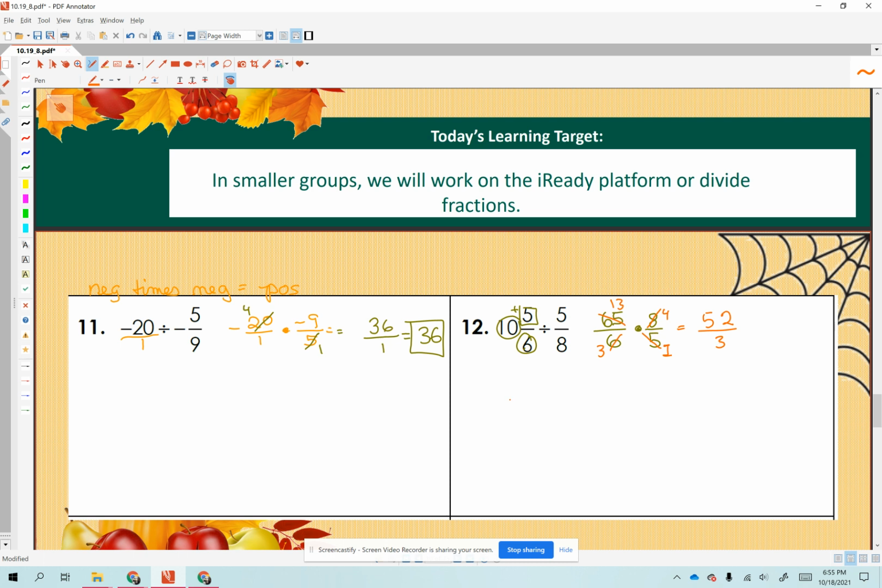So now we will divide 52 by 3. 5 divided by 3 is 1. With 2 left over, we bring down our 2. 22 divided by 3 is 7, because 7 times 3 is 21. And that leaves us with 1/3. So 17 and 1/3 is our final answer.